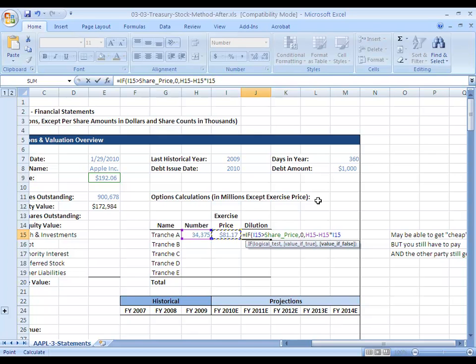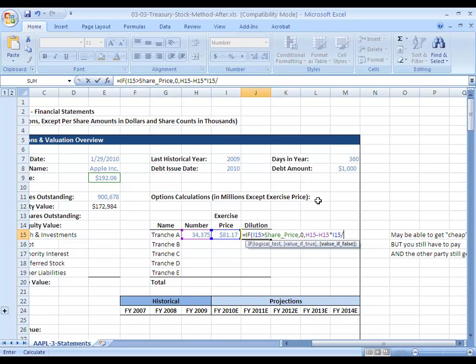But we're not quite done yet because that has just given us the amount of new cash that the company has. What we need to do next is take this new cash amount and now divide it by the share price of the company. Because remember, we're assuming that the company is now going to use this new cash to repurchase shares of its stock on the open market.